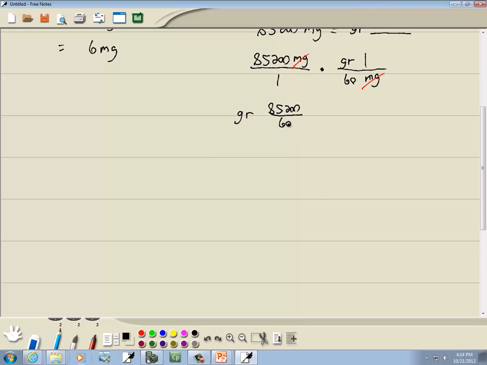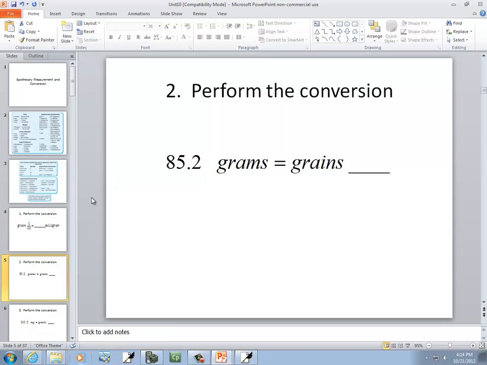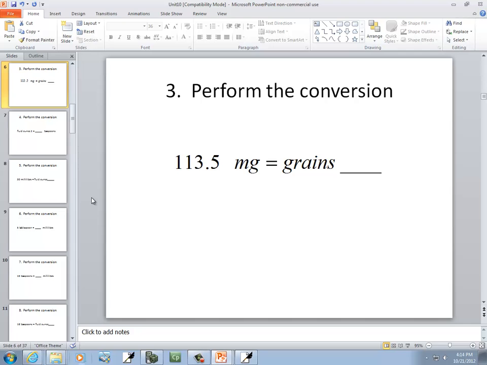Now here, the zeros will cancel. Both top and bottom are divisible by 10. So we got 8,520 over 6. And I'm not sure if the top part's divisible by 6. Let me plug in my calculator and see. 8,520 divided by 6. It does go into it evenly. That's 1,420 grains. And that would be our answer. I'm shocked that comes up as nice as it did. I made that number up. The odds of me making it up and it coming out like that are probably pretty slim.